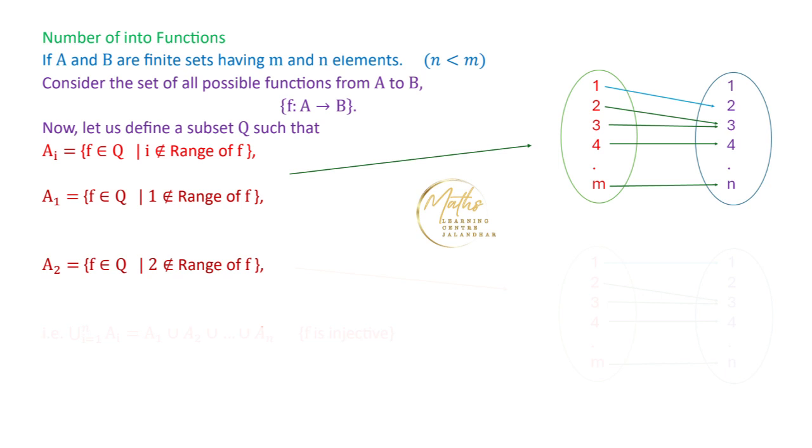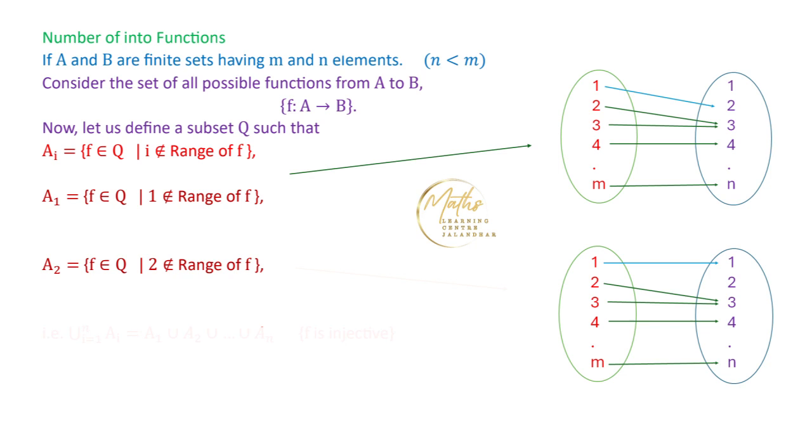So how can we consider this? We are talking about all those functions for which 2 is not an image of any element. If we continue in this way, what we obtain is the union of Ai, i equal to 1 to n, that is equal to A1.